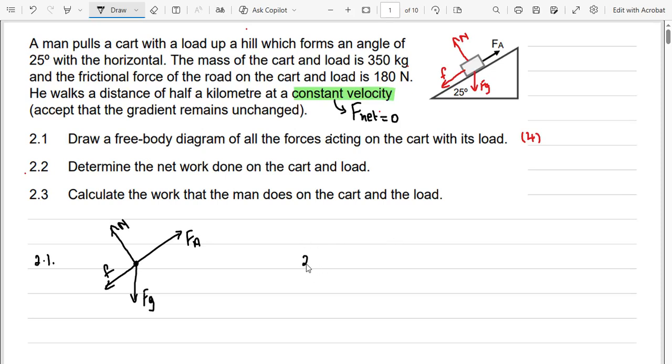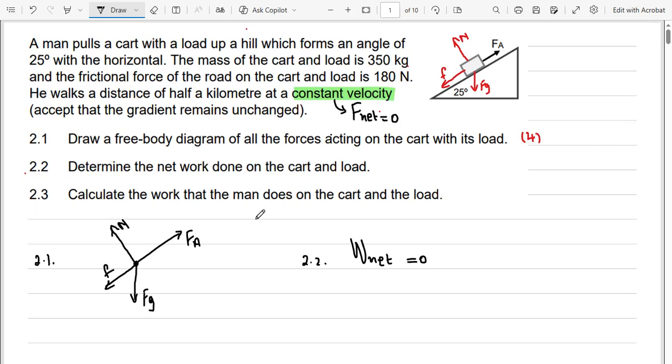Please, even when you get in your exam, don't forget to say if this thing is moving at a constant velocity, the net work done will be equal to 0. Because F net is 0, he walks at a constant velocity.